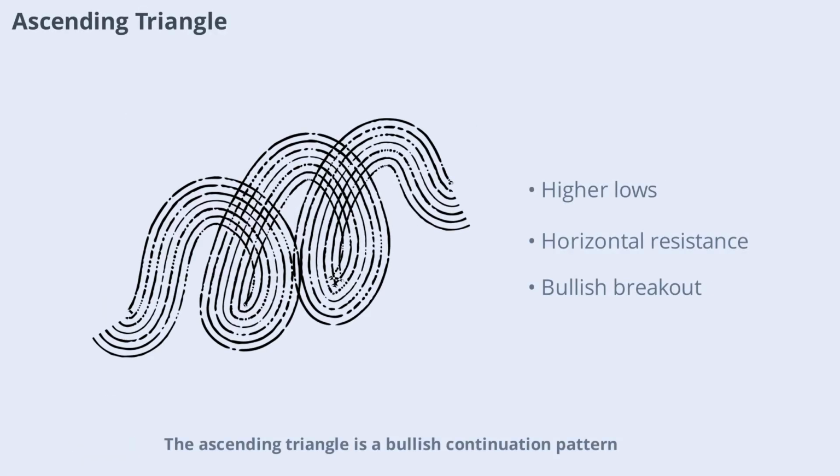Ascending triangle is a bullish continuation pattern. It forms when the price creates a series of higher lows while meeting resistance at a horizontal level. This pattern suggests that buyers are gaining strength and may soon push the price above resistance. A breakout from the upper boundary often signals the start of a new upward move. Ascending triangles are especially useful for identifying potential entry points during uptrends.